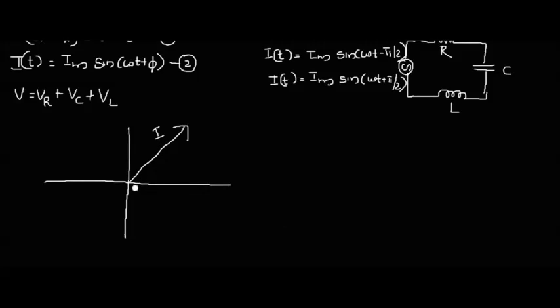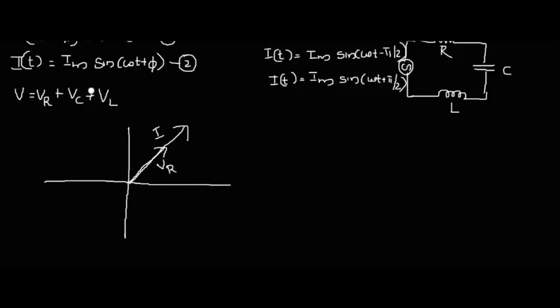Okay, next I am going to draw the individual voltage phasors in this phasor diagram. If this is the phasor of a current, we know that in a pure resistive circuit, the voltage is in phase with the current. So if I need to draw the voltage phasor in this diagram, I will draw the voltage phasor in this manner. Okay. So this is the voltage phasor across the pure resistor.